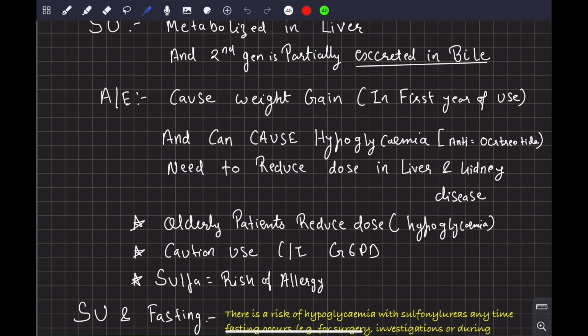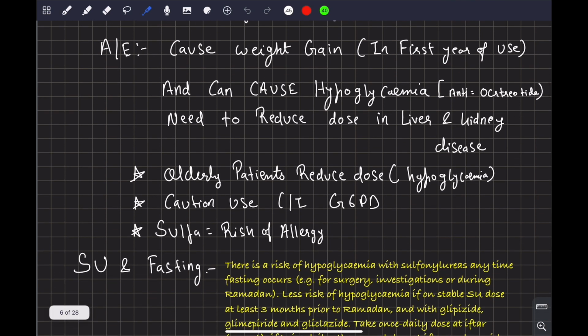That is one of the adverse effects, but that is only for the first year of use. From the second year, there might be very low weight gain in that patient, right? So that is only for the first year. So you can easily prescribe it. There is no need to worry about the weight.